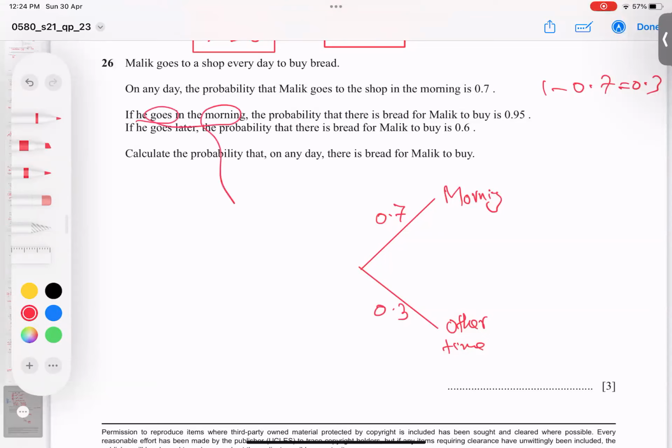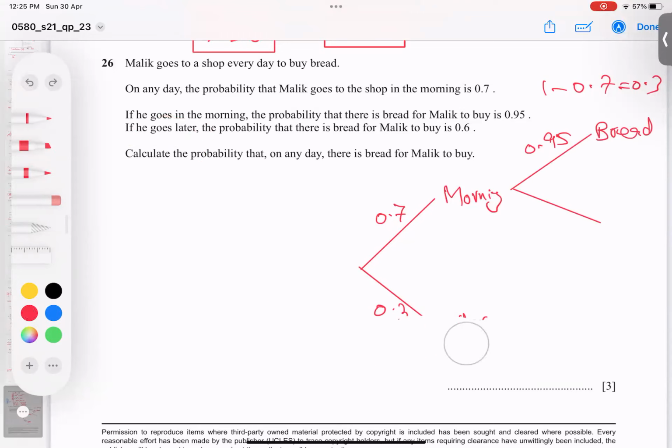If he goes in the morning, it means this branch. The probability there is a bread for Malik to buy is 0.95, so it means he will buy bread. The other branch I will discuss later. If he goes later, it means not that time, other time, so I should write the word later here. The probability there is bread is 0.6, so it means again there is bread. Okay. I hope it is clear.